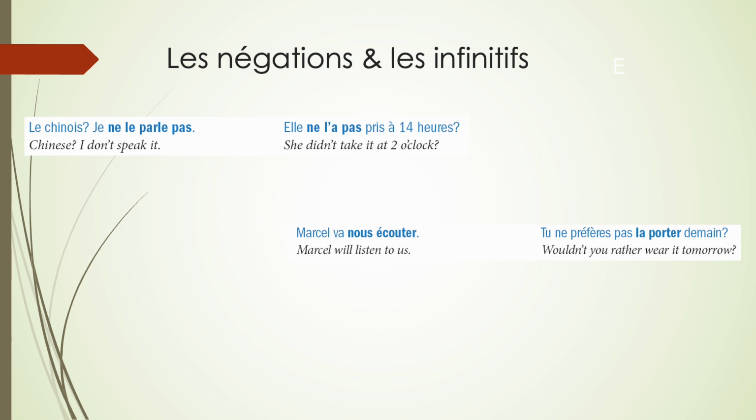So you notice here there's an infinitive, and so our pronoun doesn't come before the conjugated verb. It goes before the infinitive. So the rule is your pronoun goes before the conjugated verb unless there's an infinitive. So Marcel va nous écouter. Il va nous écouter.